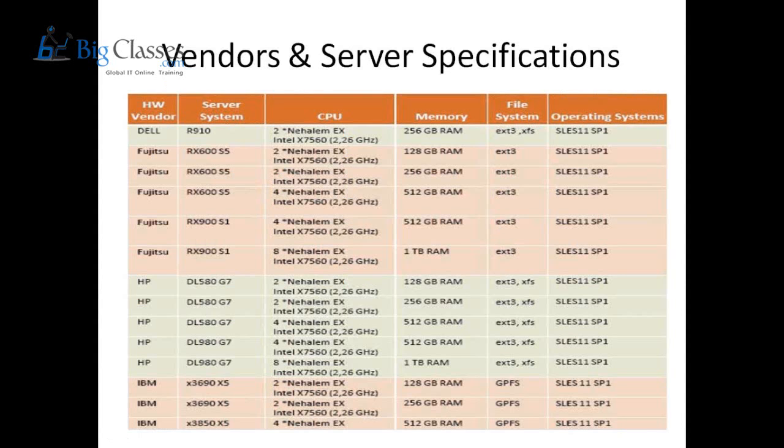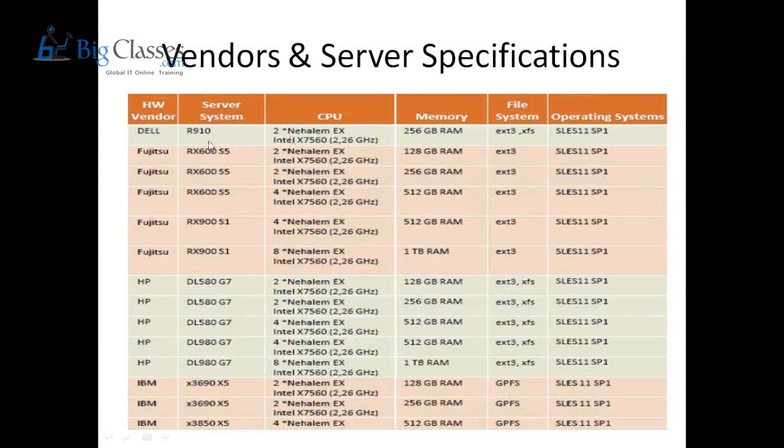So these are the different sizes of servers that are available. Different vendors and different sizes of servers that they sell, and this is a product availability matrix in terms of hardware. Nehalem is a processor that is next to your Intel Core processors. So that's the next generation processor, Nehalem.